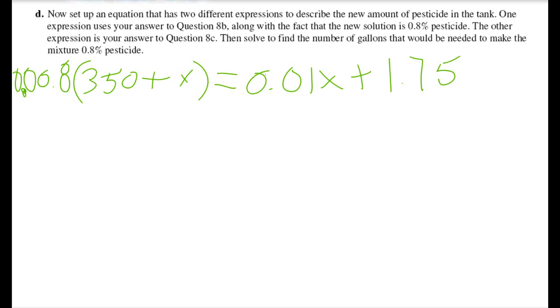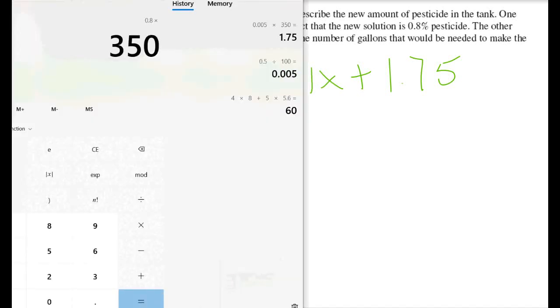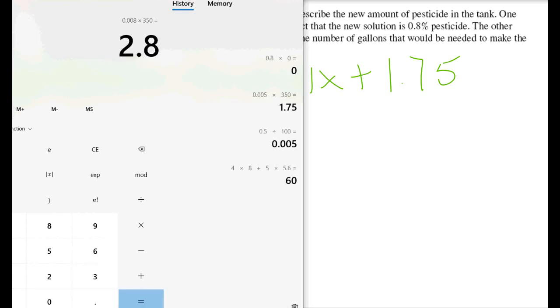Okay? So first thing I'm going to do now is distribute 0.008. I had done 0.8 times 350 before, then I would have had to divide by 100. That would work. But this way I divide by the 100 in my head, whatever you want to do. So that gives me 2.8.